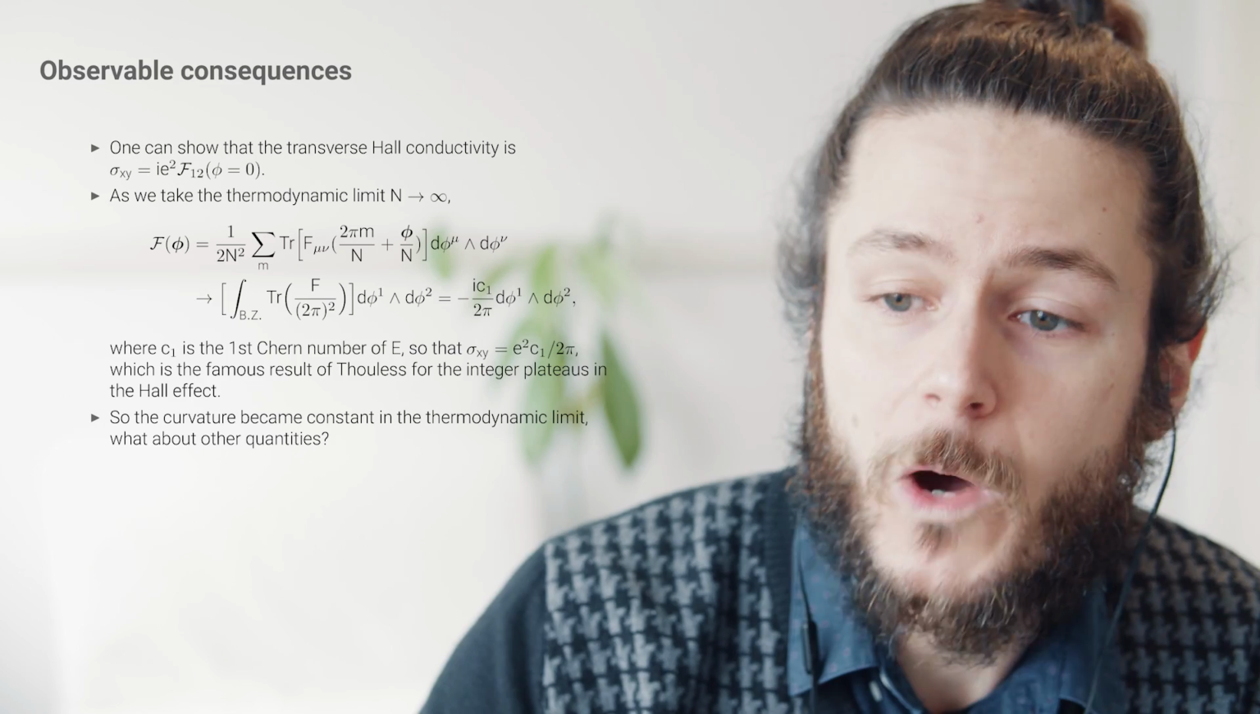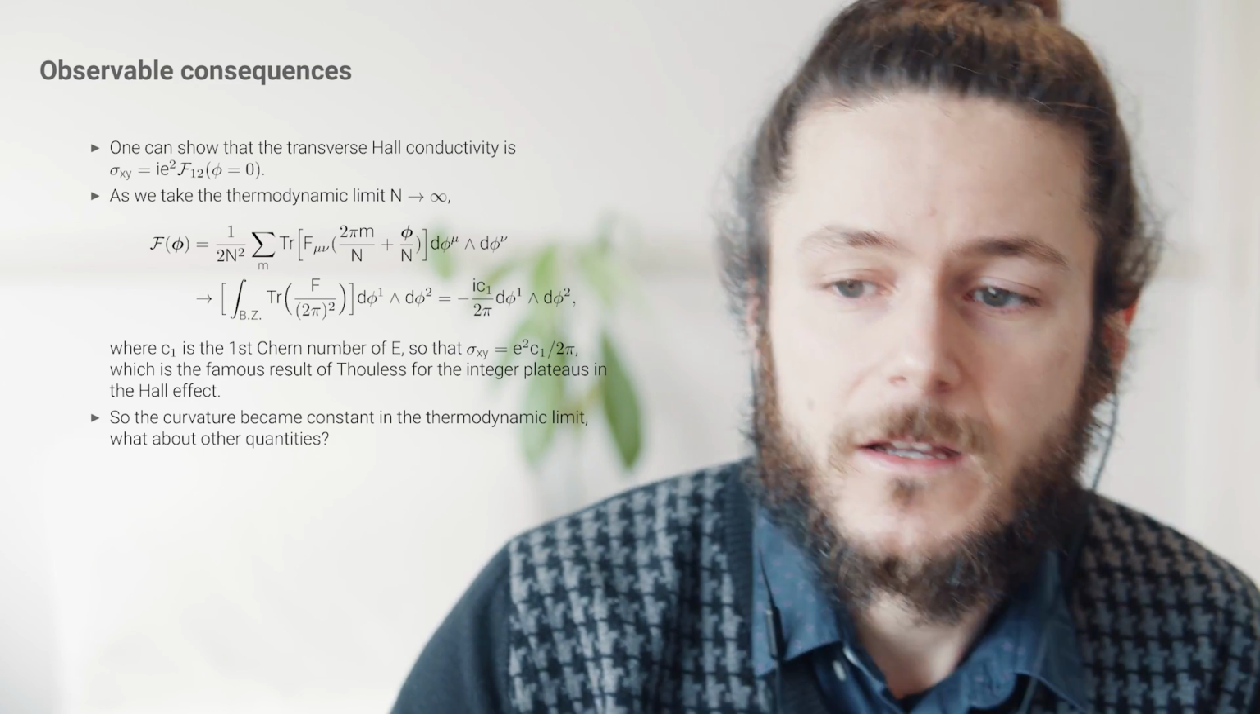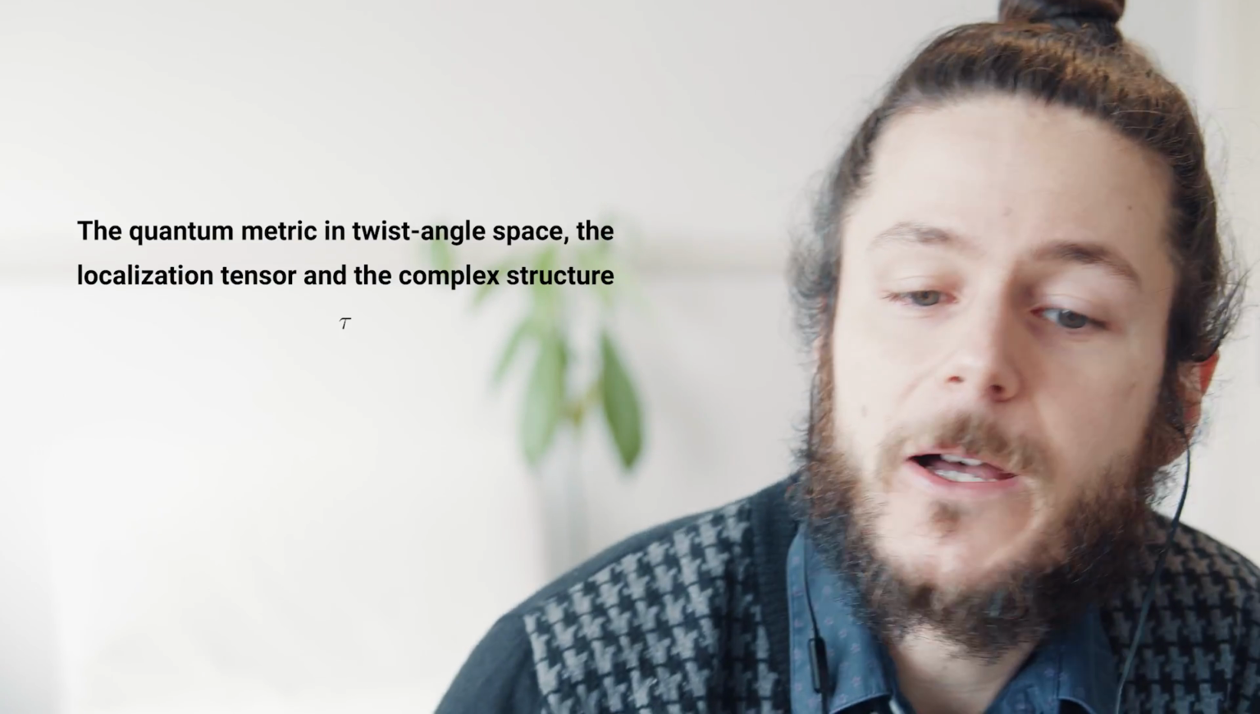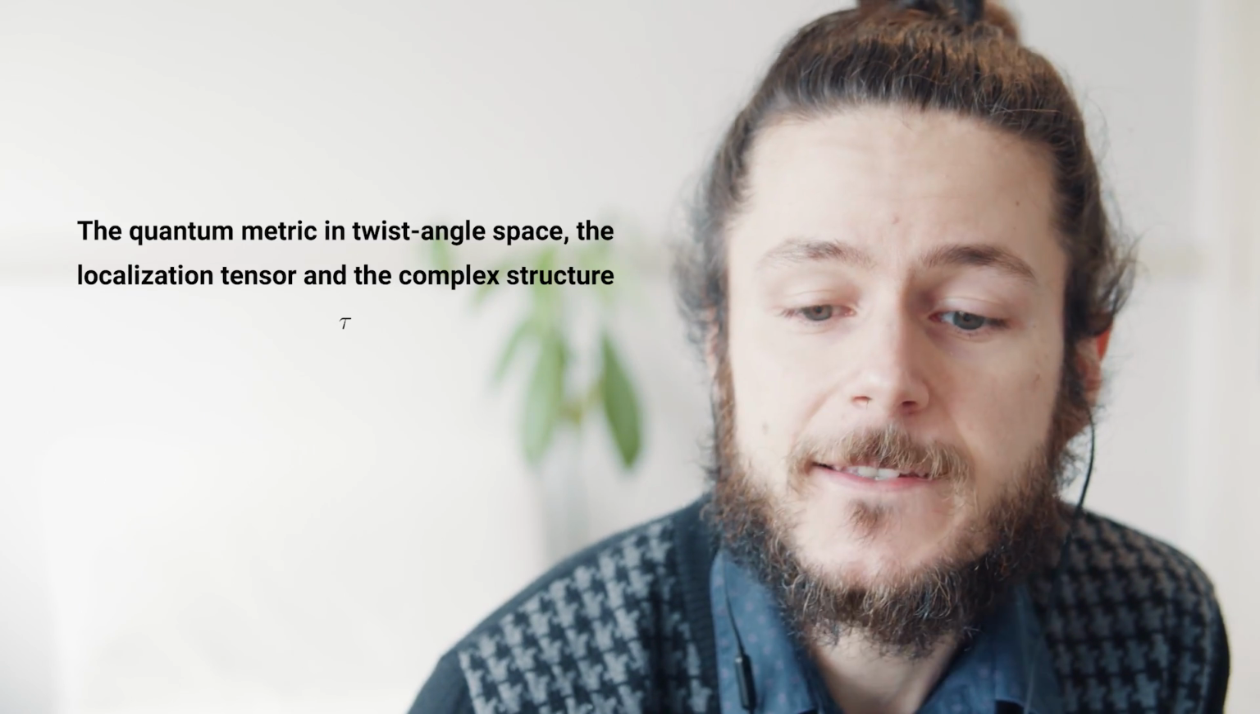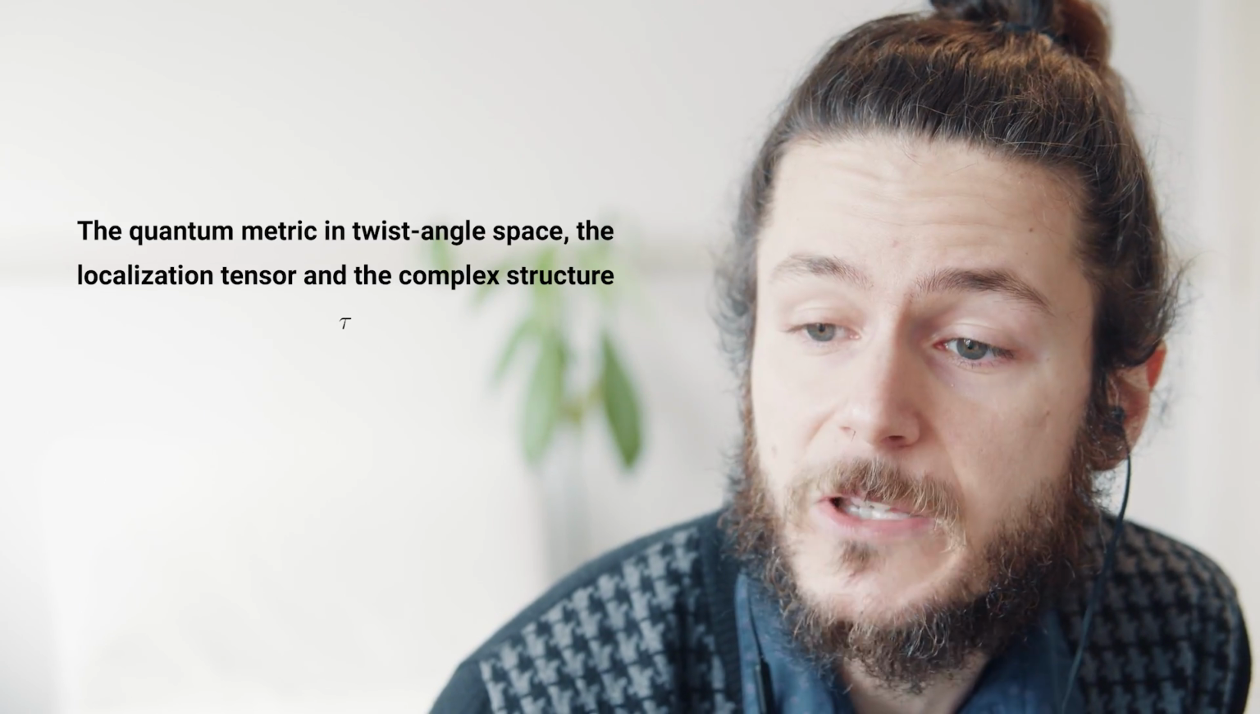Now you can ask, what about other quantities? Okay, so now I will talk about the quantum metric in twist angle space, the localization tensor, and the complex structure tau.